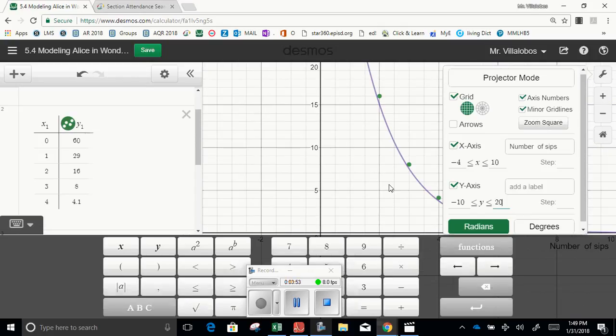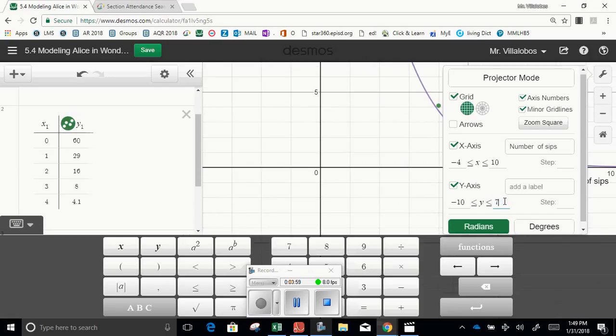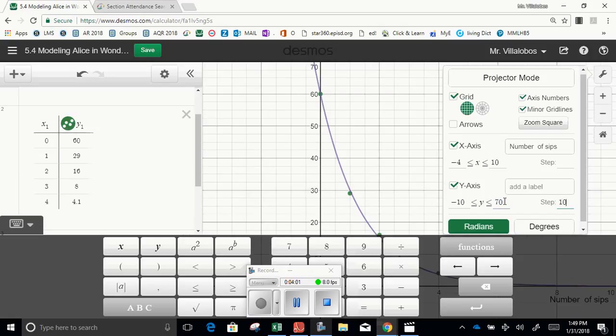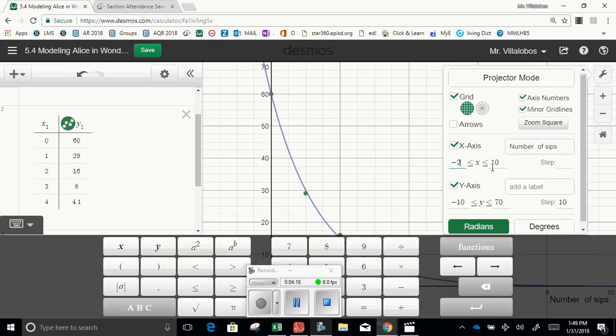Look at your data. The highest height is 60 actually, so I need to go to 70 or 65. I'm going to go 70, and I'm going to go by tens. That should cover it. So you look at your data. X is the number of sips. My x is from -4 to 10. -4 is just a spacer. I can even do -2. Like that. And 10 is the number of sips to predict in the future how many more sips, how tall she would be. And this is her height.